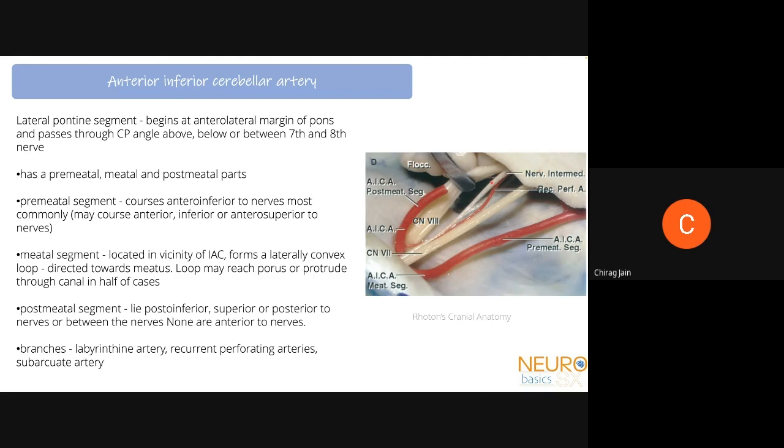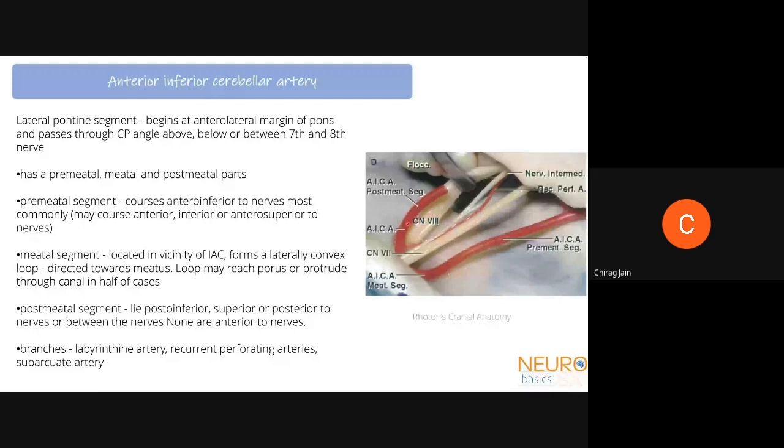Following which, it has a lateral pontine segment, and we know there's a cutoff which we draw up from the inferior olive to define the anterior and the lateral pontine segment. Here it begins at the anterolateral margin of the pons, and then it passes through the CP angle. It can either do that above or below the seventh and eighth nerve, or between them. Here, it has three different segments. There's a pre-meatal segment before the meatus, a meatal segment, and a post-meatal segment of the AICA.